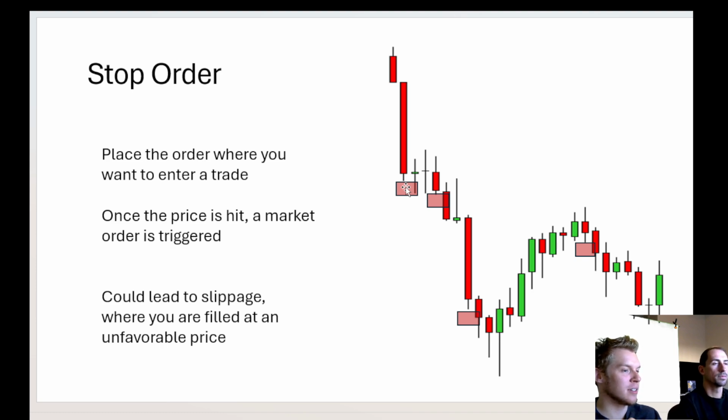A stop order is basically placing where you want a market order to take place. So I want this to take place here. I want to get in the market if it goes below this bar. And I have several other examples where I'm basically selling below bars here.